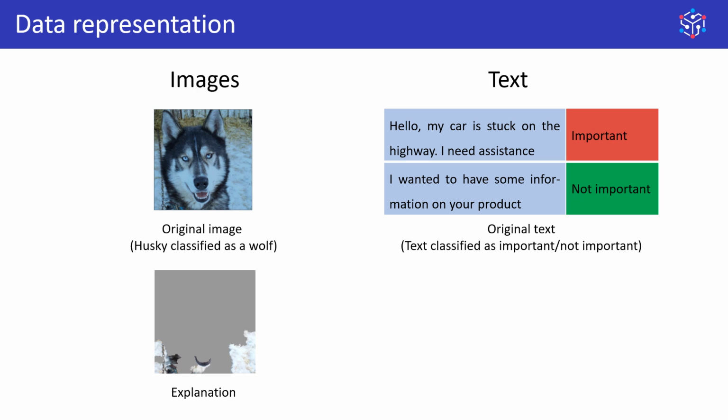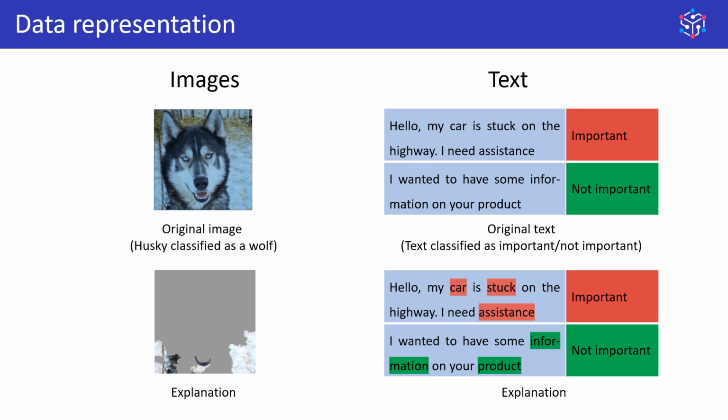In this example, we can see a model that classifies texts as important or not important. An understandable explanation consists in highlighting in red the words that contributed to the classification being made as important and in green for texts classified as not important.